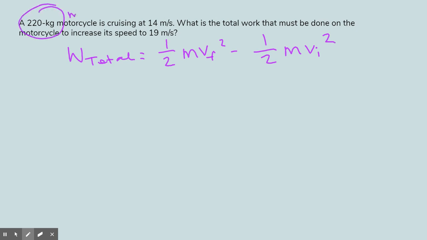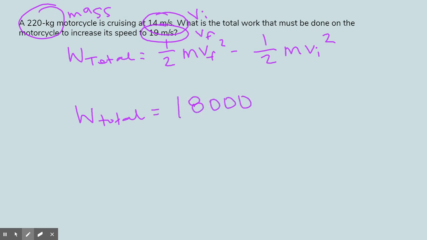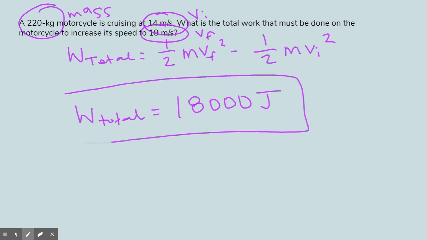We have our mass here. We have our initial speed here because it says it's cruising at 14 meters per second. So here's VI. And it's increasing its speed to this. So once we make those substitutions, you should find that the total work is equal to 18,000 joules. And that's all you do for this problem. Nice and short.